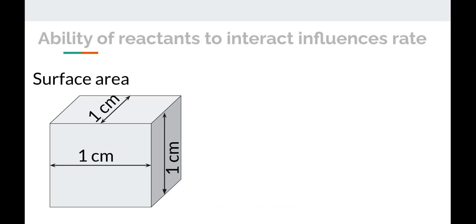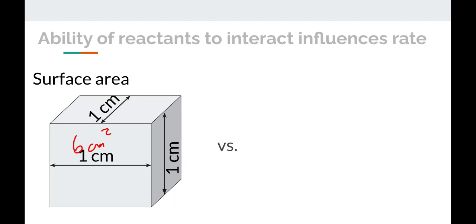And if we think about this with a generic simple cube here that's 1 centimeter on a side, each face is 1 centimeter by 1 centimeter, so that's 1 square centimeter, and there's 6 faces. So this cube has got 6 square centimeters of surface area. The surfaces are the only place where this could interact with another reactant to cause the reaction to occur.